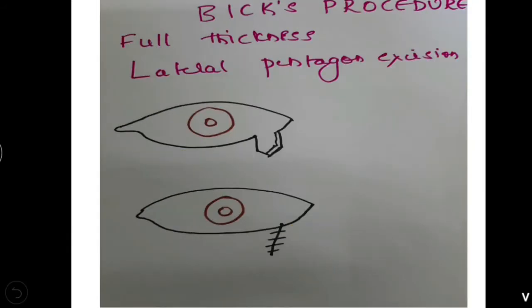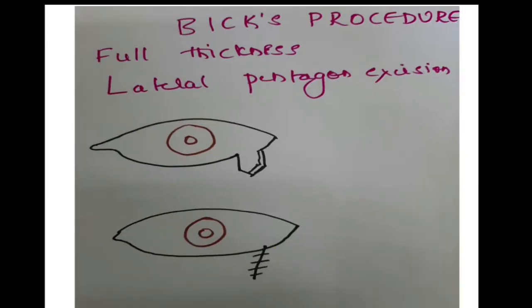And one more procedure: in this procedure you are taking an inverted house-like incision or pentagon incision. This is a full thickness incision from the conjunctiva to the skin, followed by opposition of the respective layers. Skin is sutured to skin, then the tarsal plate is sutured to the corresponding tarsal plate, and then the conjunctiva is sutured. So this is how it looks finally.